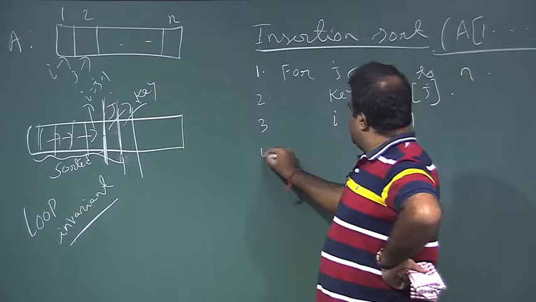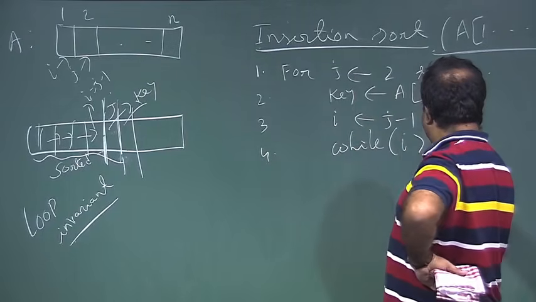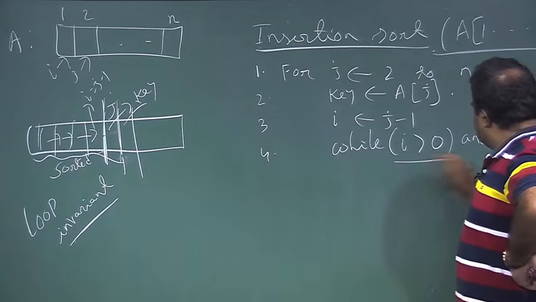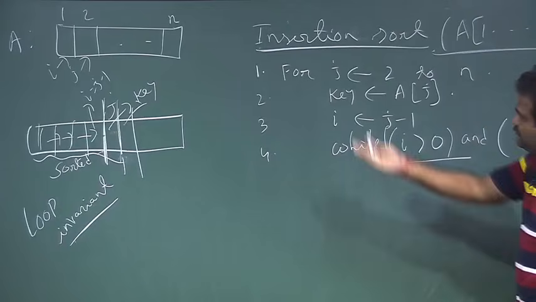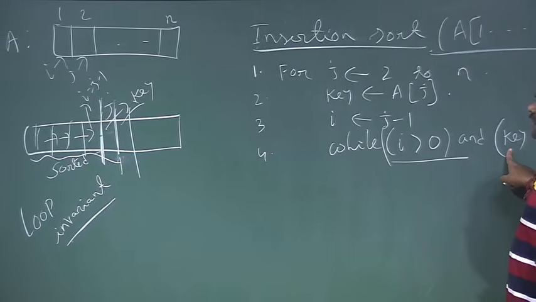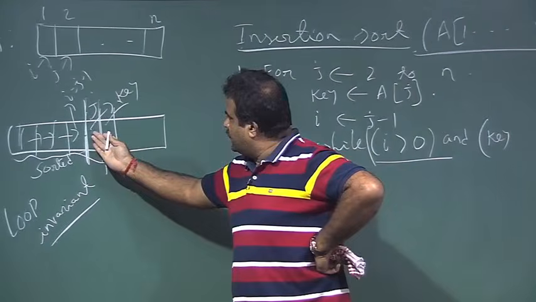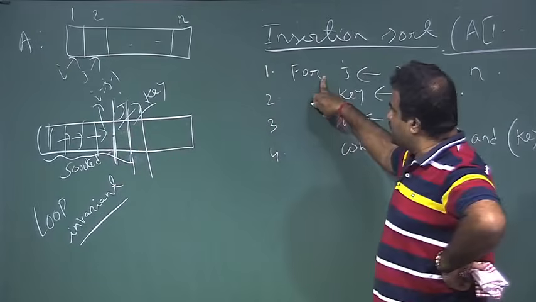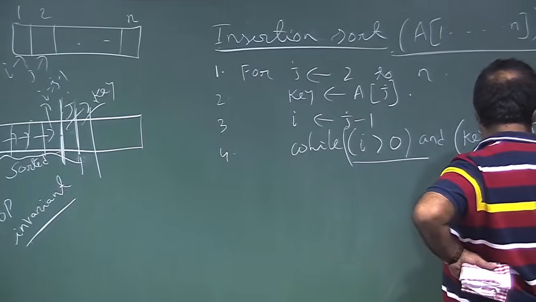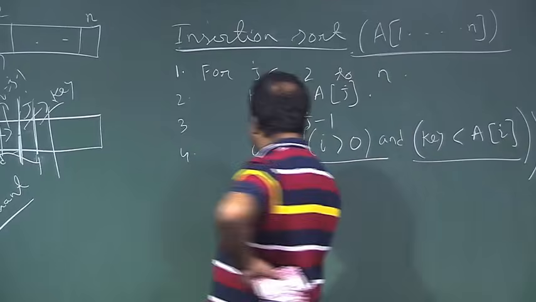So that we will write here. This is basically a while loop: while i is greater than 0, this is one condition, and key is less than ai. If the key is greater than ai, we can just increase j, and that will be taken care of by the outer loop. But if the key is less than ai, then we have a problem.